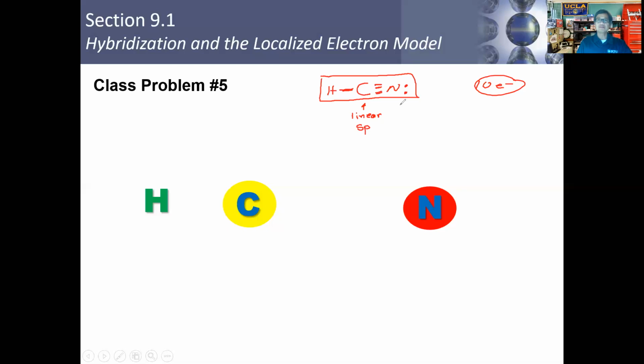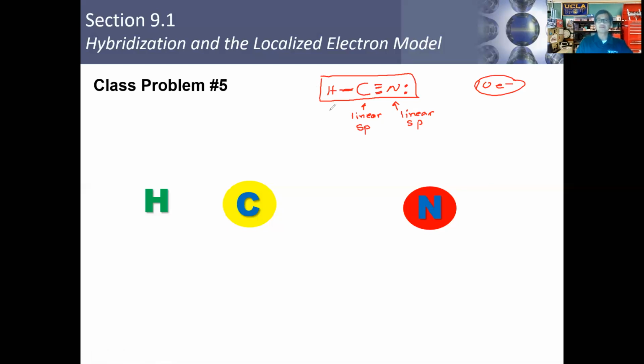Okay. Now, I asked you to do the same thing for nitrogen as well. If you take a look at nitrogen, it has 2 electron domains as well, so it will also be linear. It will also have a linear electron geometry, which means that nitrogen is also sp hybridized. So in this particular molecule, the carbon is sp hybridized and the nitrogen is sp hybridized as well. Okay, all right, very good.